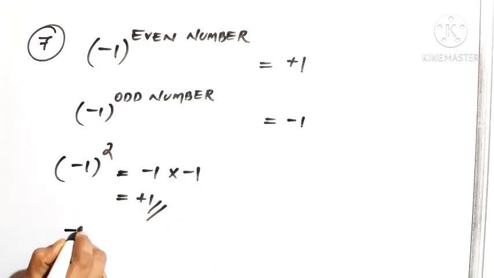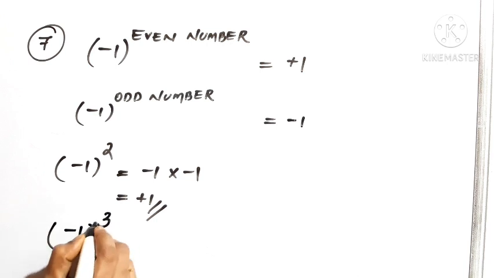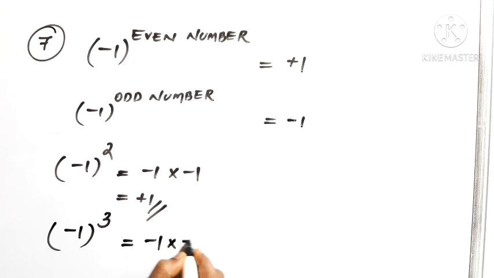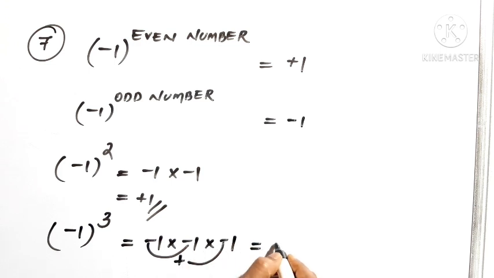Minus 1 raised to 3, an odd number, right? Minus 1 into minus 1 into minus 1. Minus into minus, plus. Plus into minus, minus. Answer becomes minus. 1 into 1 into 1, 1.